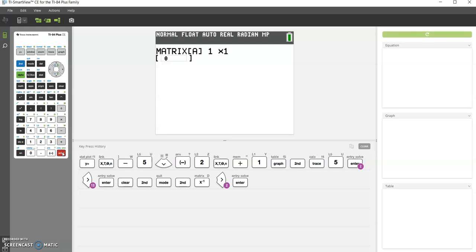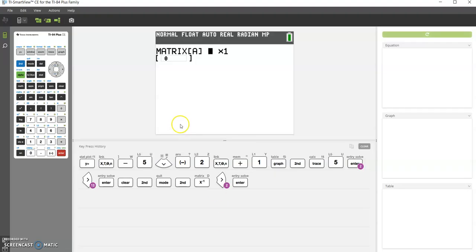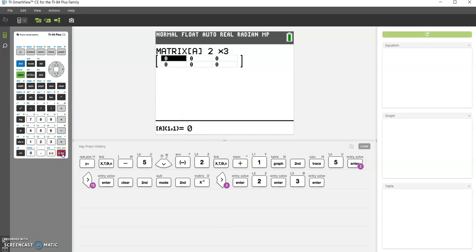So there were two equations, and so we're doing the augmented matrix. So I'll show it to you. There are 2 rows and there are 1, 2, 3 columns. So I have a 2 by 3 here in my calculator. So I have 2, enter, 3, enter. Then it automatically creates the matrix here for me.